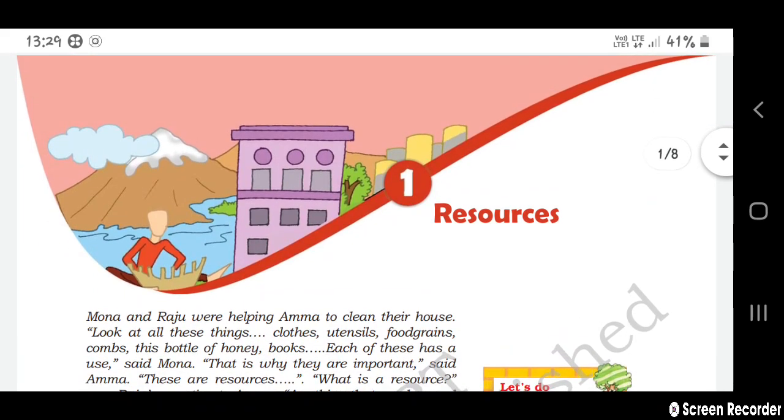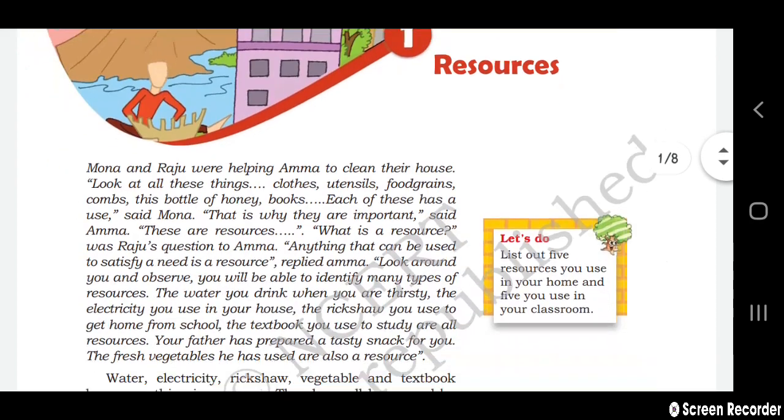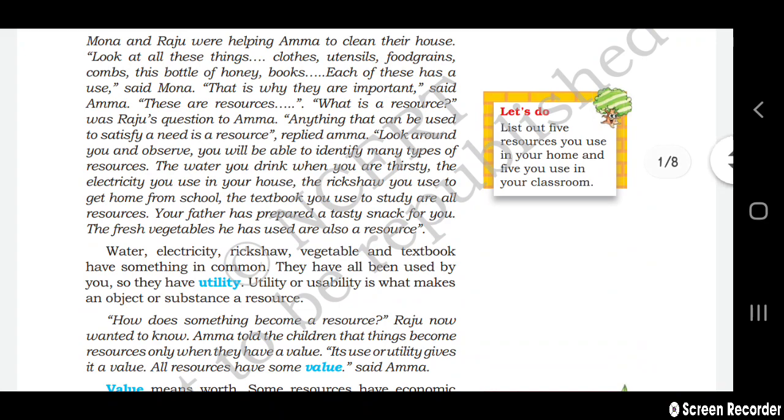I'm in coaching center. So today I'm going to explain 8th standard geography, first chapter, resources. Let us start with an example. Mona and Raju were helping their mother to clean their house.